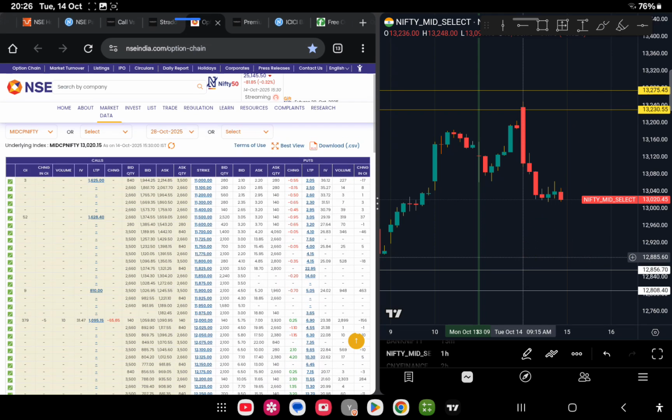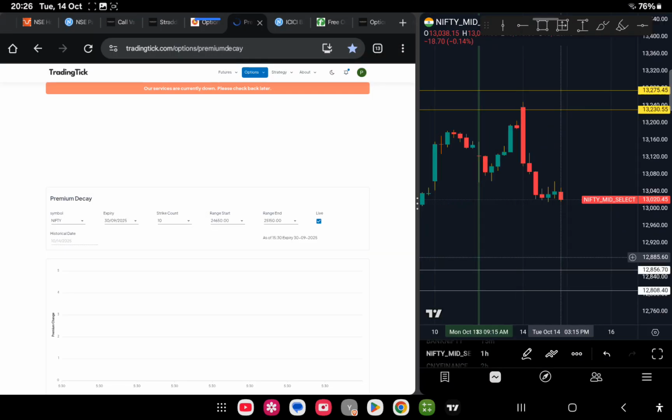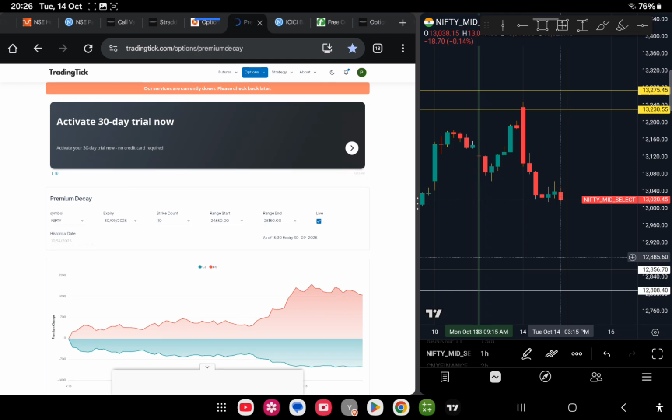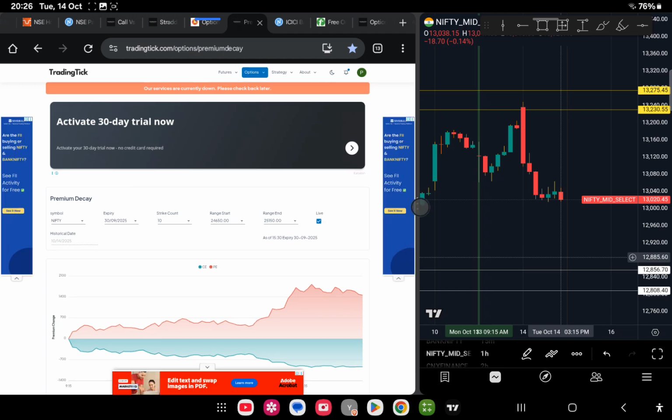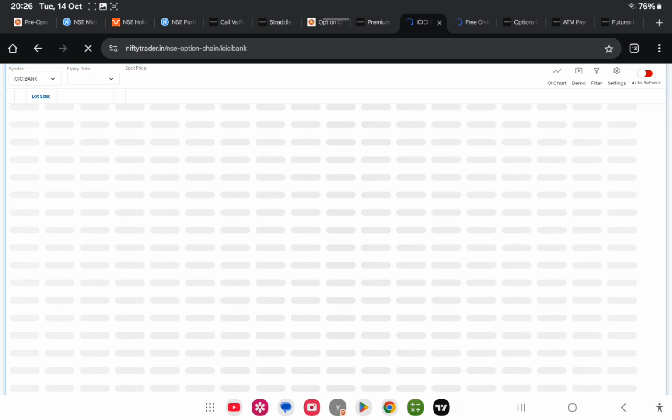Now let's move on to the premium. I'm not sure whether the trading tick website is still down, so they are trying to upgrade the system, so we'll skip this part. We'll move on to the close range OI in the Nifty Trader website. First off we are going to check Nifty.